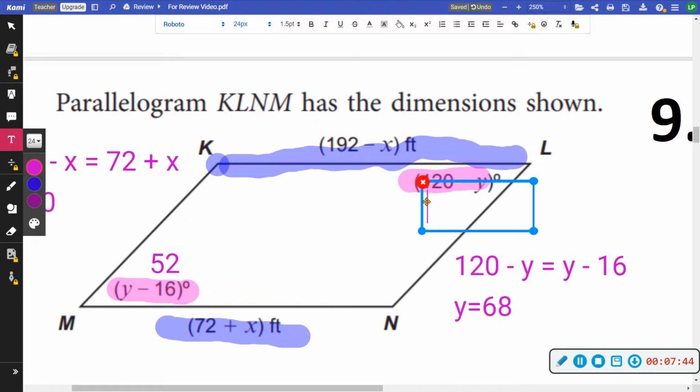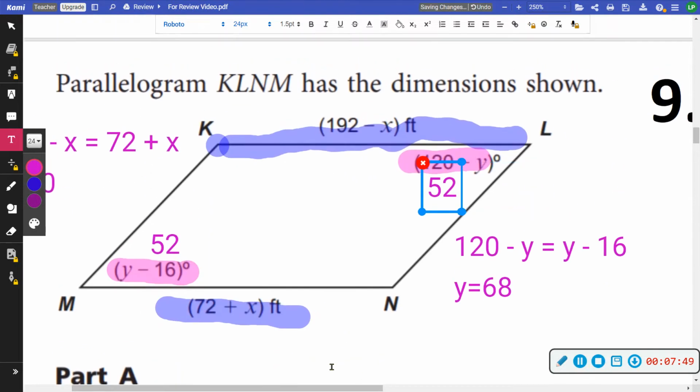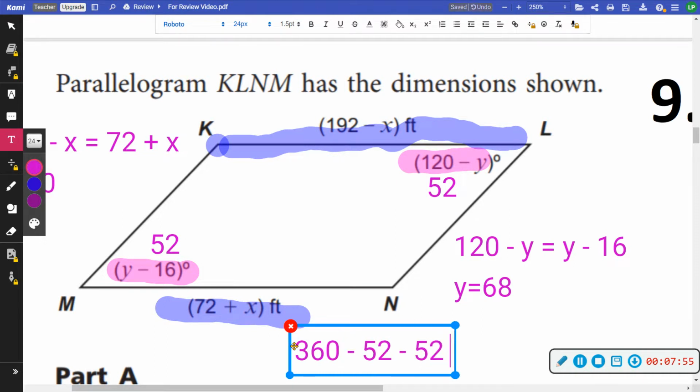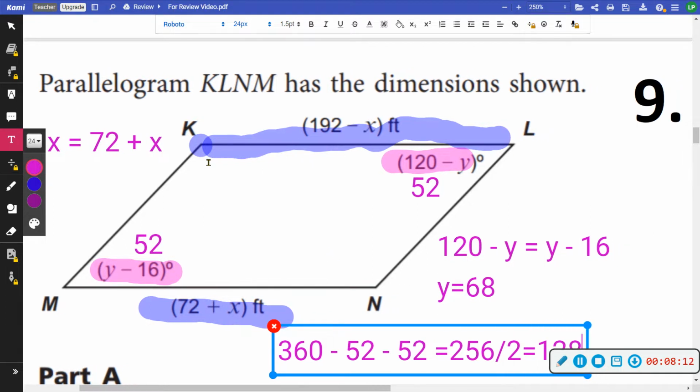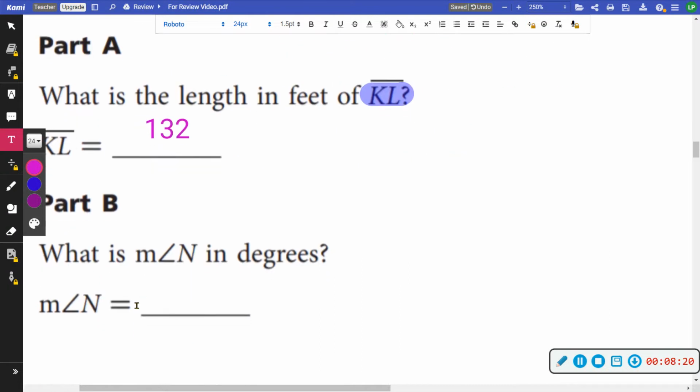That'd be 52 degrees. And I forgot what they asked for. They asked for the measure of angle N. So I would take 360 minus the 52 minus the 52. See what I get. That's 256. So that means both of these angles add up to 256, but they're the same, so I can divide by 2. I get 128. So this is 128, and this is 128. And I believe that's what they asked for. Yes, 128 degrees.